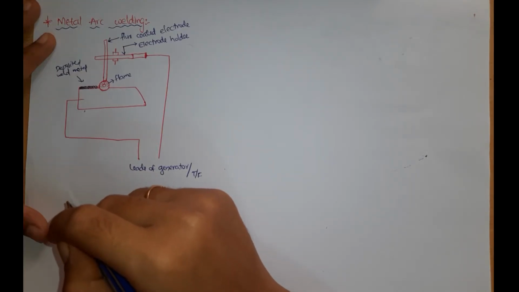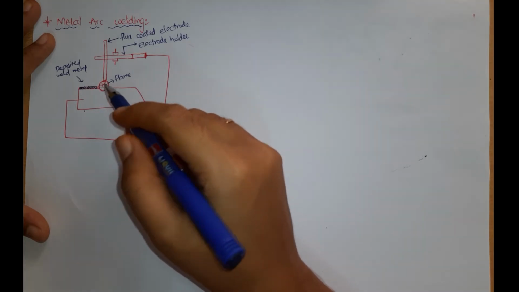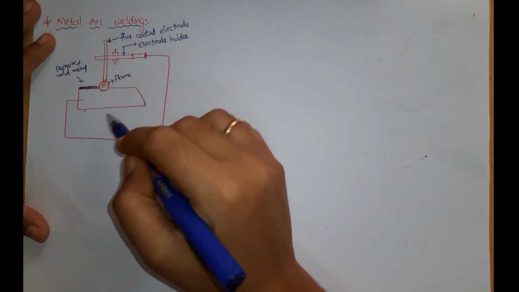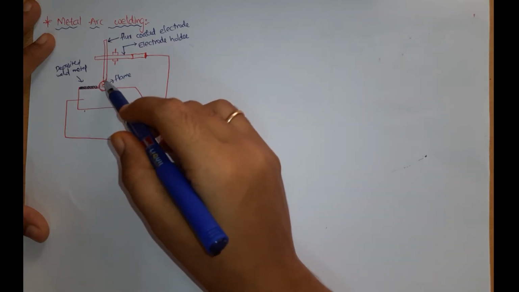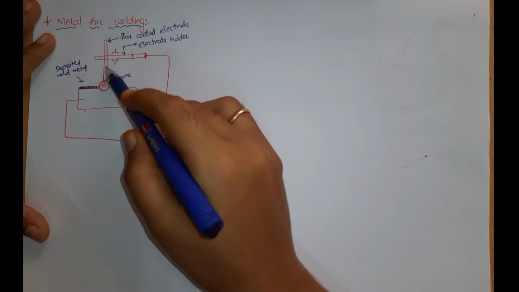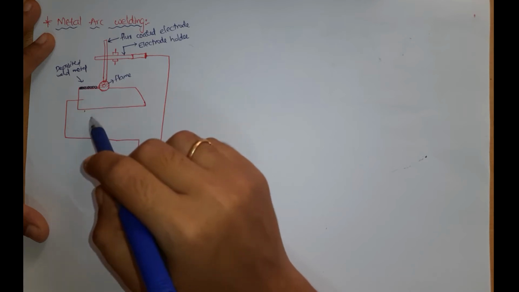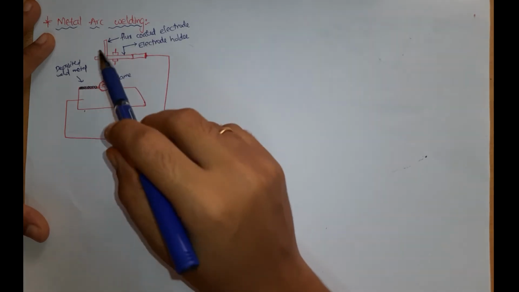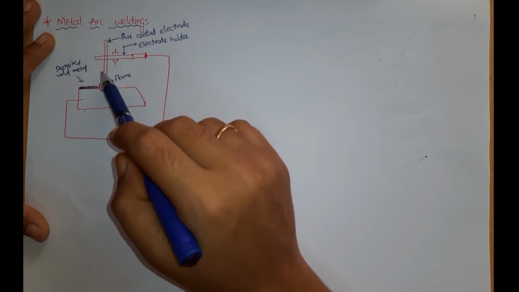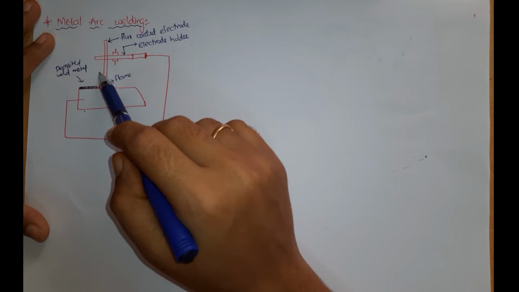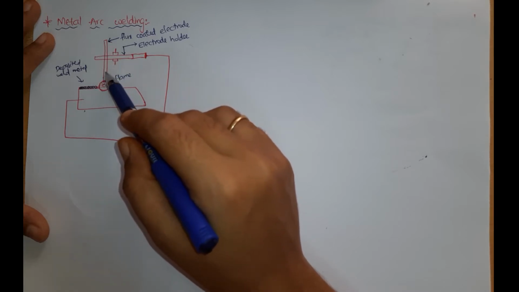Now coming to metal arc welding. It is an arc welding process where the welding is brought about by heating the workpiece with an electric arc. Here the electric arc is set up between a flux coated electrode and the workpiece. With the help of an electrode holder, an electrode coated with some amount of flux is held. Here this flux coated electrode acts as a filler material.